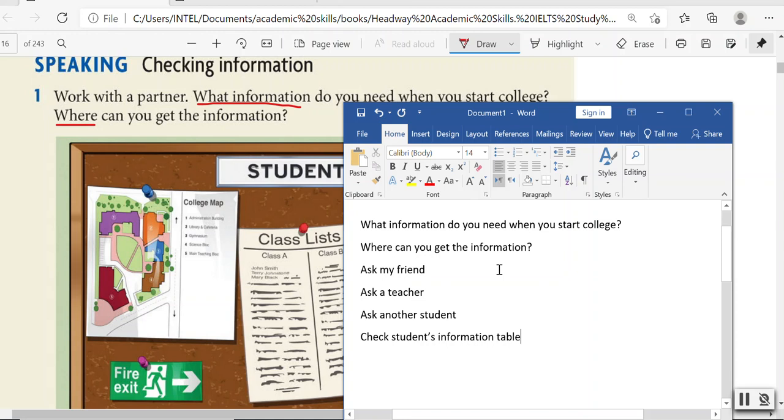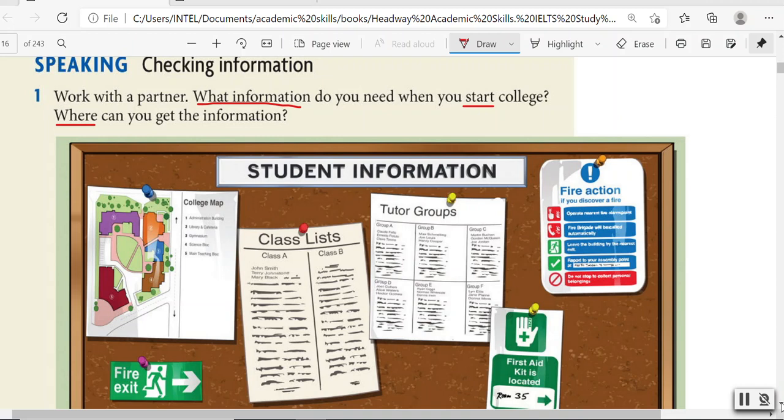You can ask your friend or ask a teacher or ask another student, check students' information table. This one is a student's information table. Okay, a lot of information, you can get it from here. We have a lot of information.